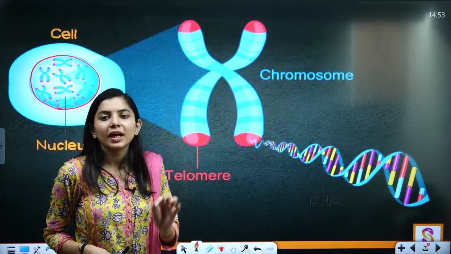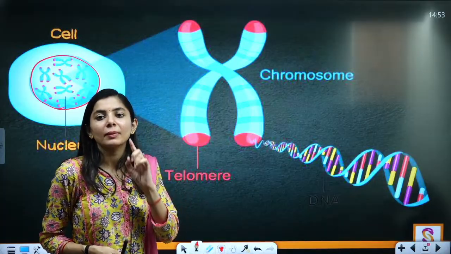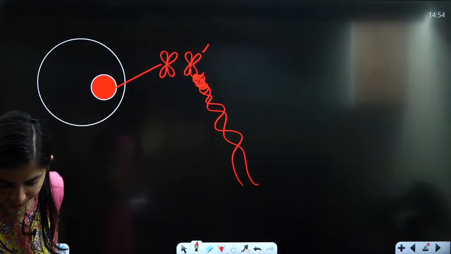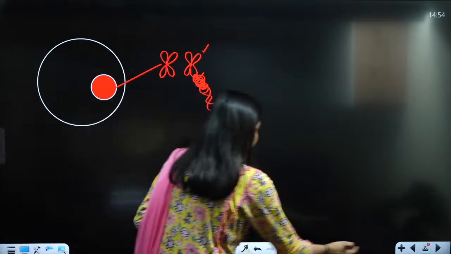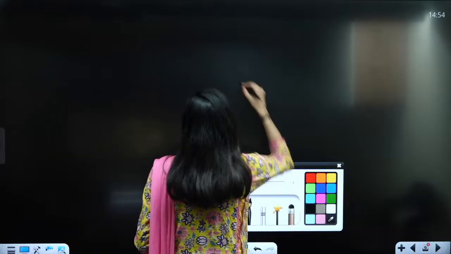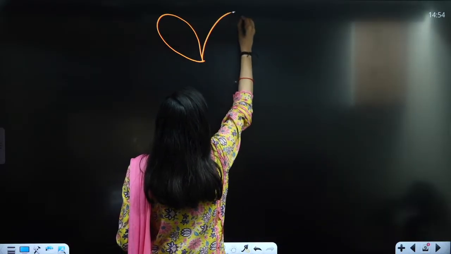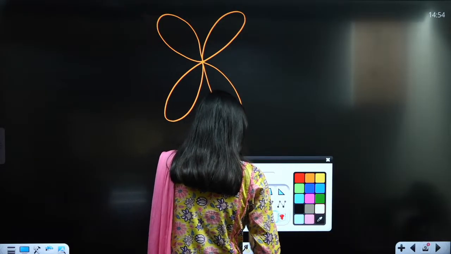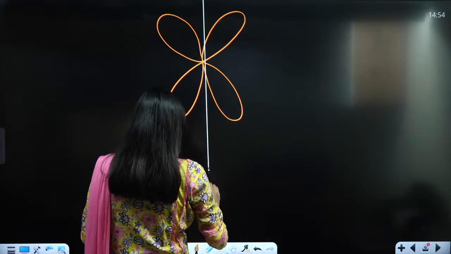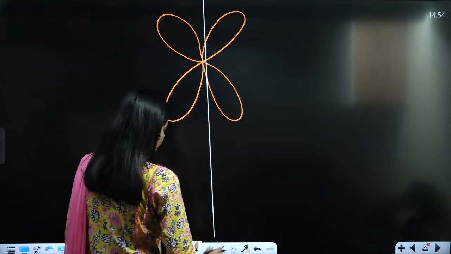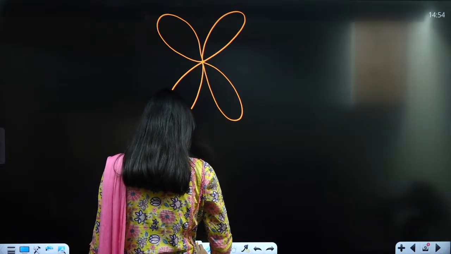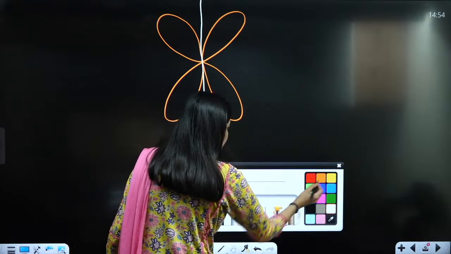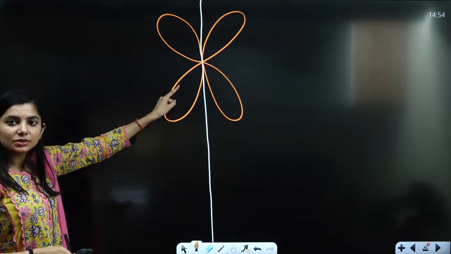Fine. So now what we are going to do is we are going to understand about the chromosome and the structure of the chromosome. So now let's try to understand. I hope you have understood so far. Okay, now, okay, so try to understand, this is what? This is the chromosome.